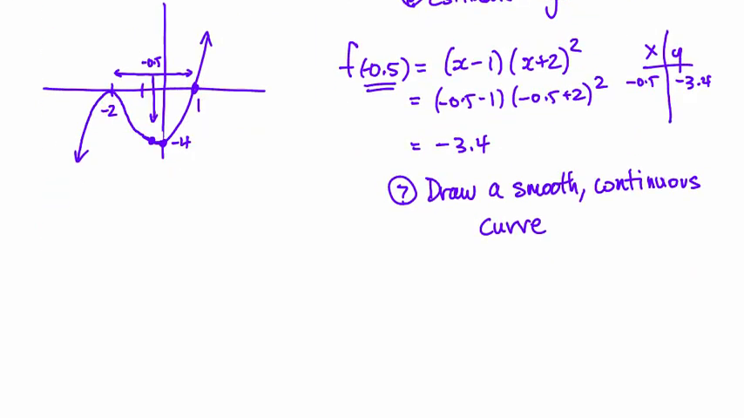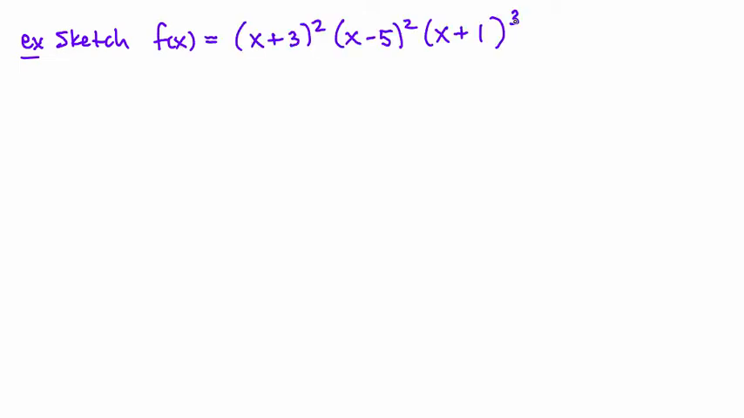Okay, here's the second example, and I'll do all 7 steps fairly quickly here, but we're going to sketch, and I'll give a much more complicated graph here. F of x is equal to (x plus 3) squared, (x minus 5) squared, (x plus 1) cubed. You notice I'm giving these to you in factored form. Later in the unit they won't be in factored form, and I'll have to teach you how to get it there, which is a little bit tricky.